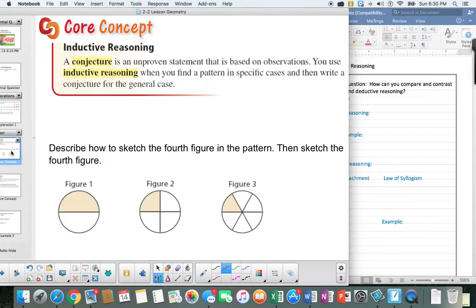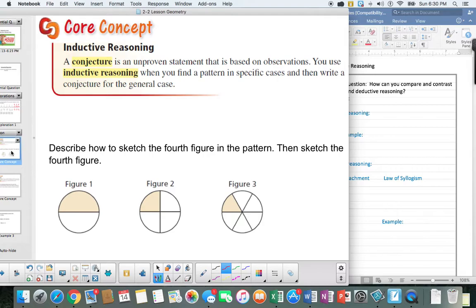What do we call this? Well, we call this inductive reasoning. A conjecture is an unproven statement that is based on observation. So all my conclusions were conjectures, and this is called inductive reasoning.